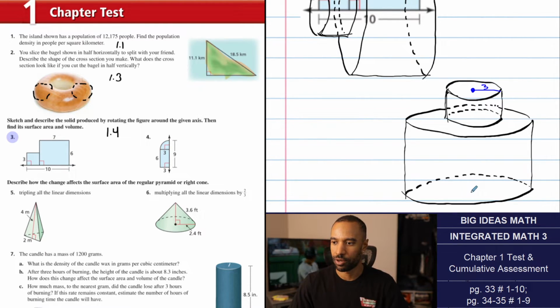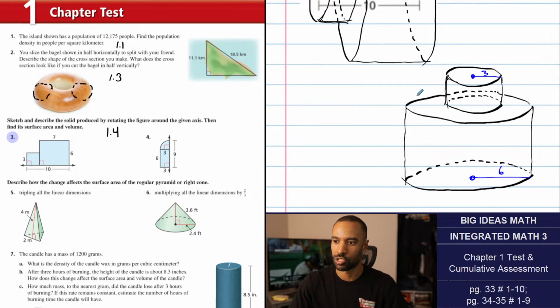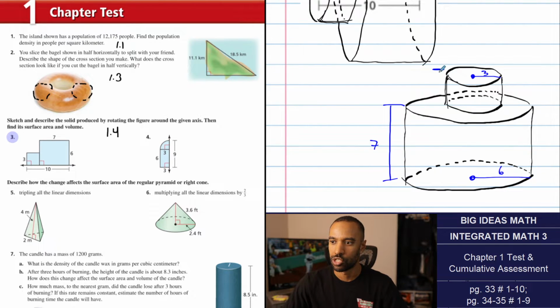I have a radius here of 6. I have a total height of 10. So this height is 7. I don't care about the total height. I care about the individual heights. So if the total height's 10, that means this one's going to be 3 right here as well.